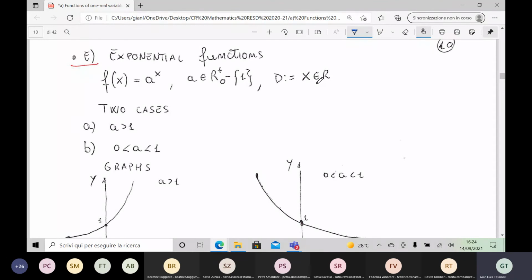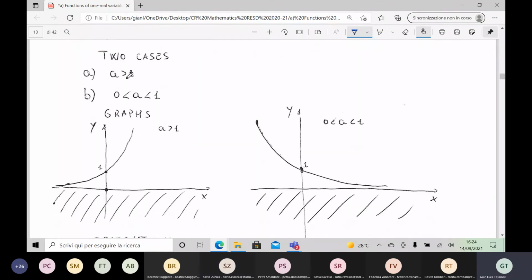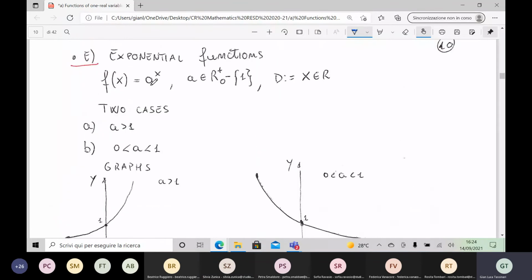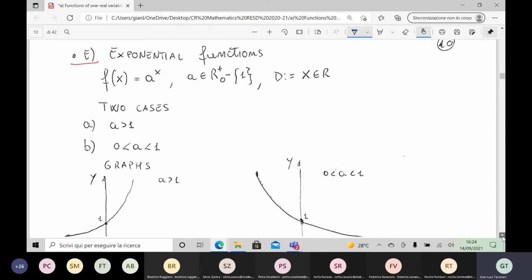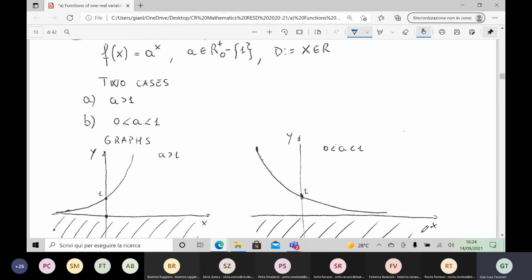The first case, A, the basis a is bigger than 1, and case B, the basis is a number between 0 and 1. Here I plotted the graph of the exponential. So this is the graph of the exponential function when a is bigger than 1.